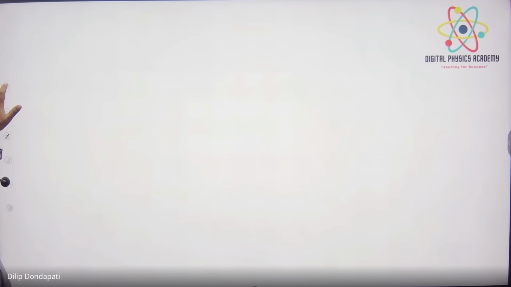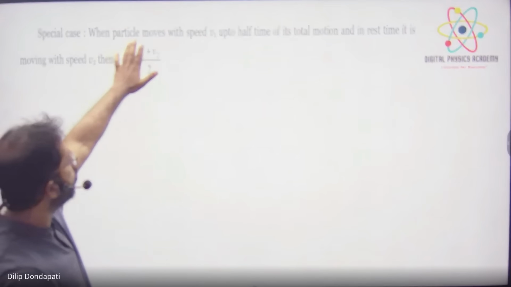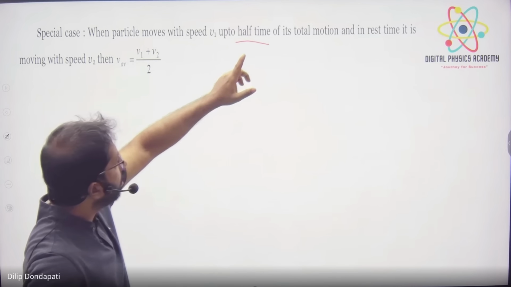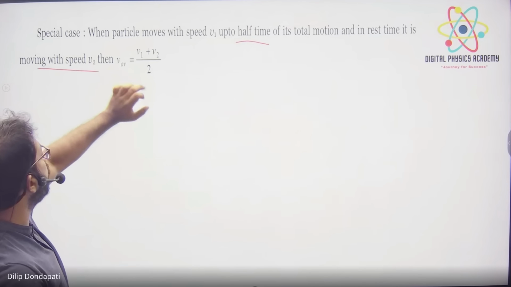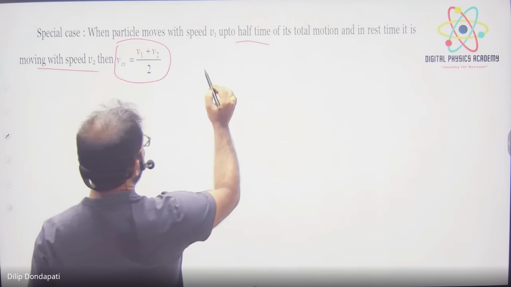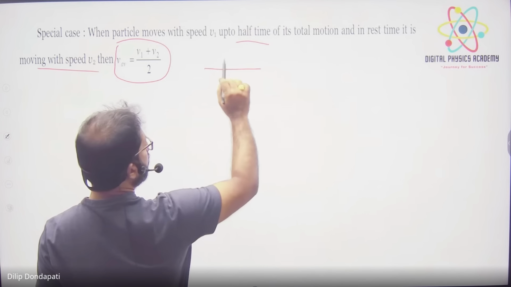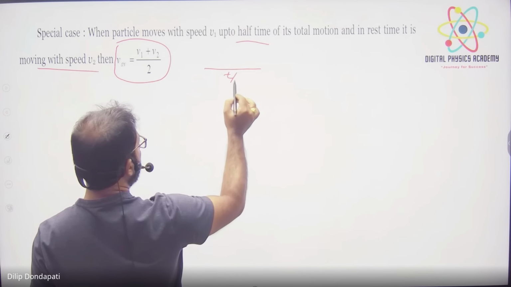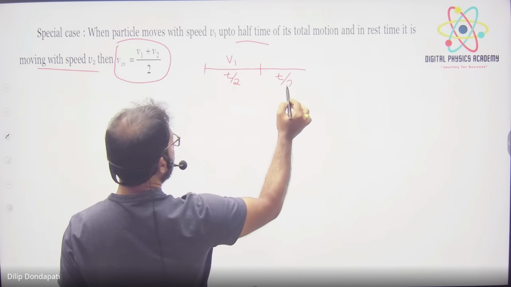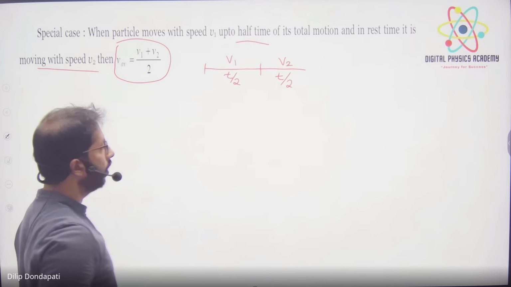Yes, sir. Okay, next. When the particle moves with speed v1 for half the time and the rest of the time with speed v2, then the average speed will be (v1 plus v2) by 2. See, first suppose the total time is t. In t by 2 time the particle went with speed v1, and in the remaining t by 2 with speed v2. Then what is the average speed?